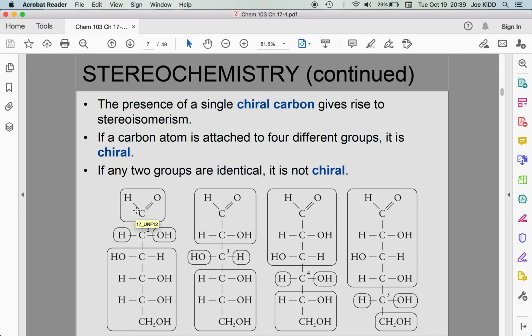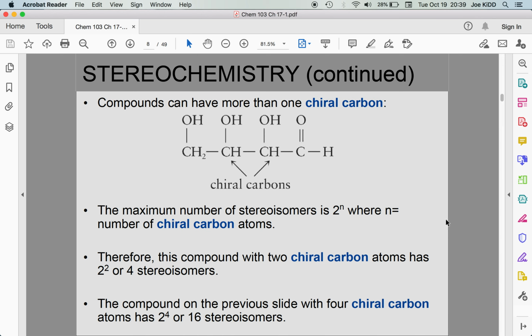So if we move down to this carbon, we can start seeing the 4 different groups as they're highlighted here. Carbon 3, the 4 different groups, carbon 4, and carbon 5. If we somehow had a compound where, let's say, this group and this group were identical to each other, the carbon, again, would no longer be chiral because it did not have 4 different groups attached to it.